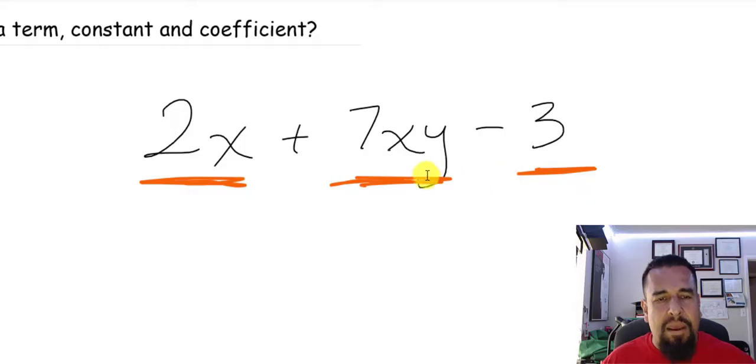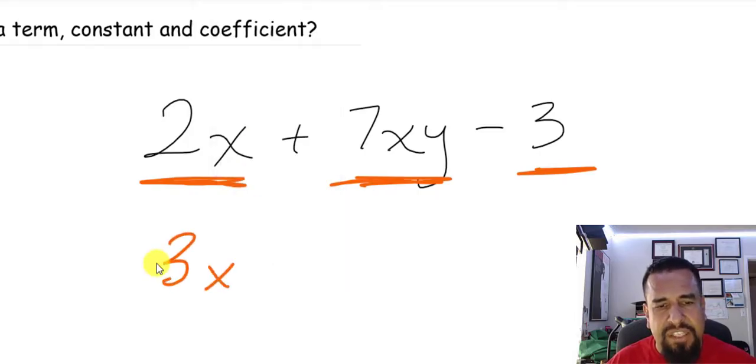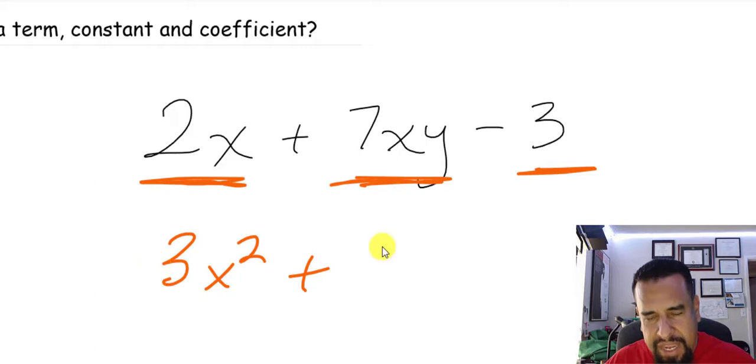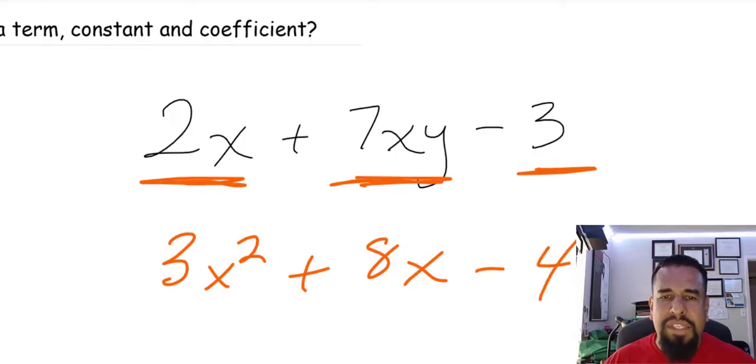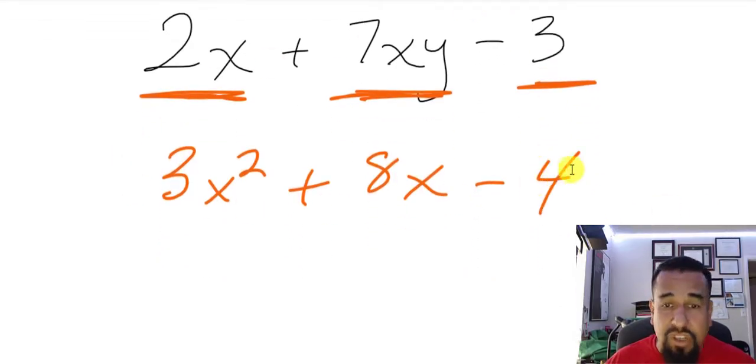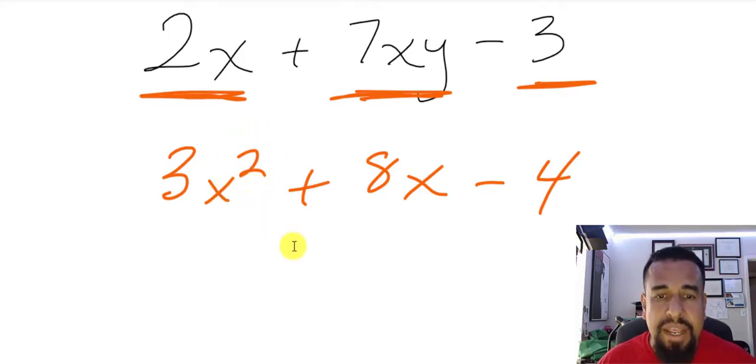And oh, let me give you one more. Just don't want to throw you off here real quick. Let's say that I had a 3x squared plus 8x minus 4. Once again, it looks very similar to my first one, right? Very similar. This has an x squared. So look at what's separating. A plus sign here and a minus sign there.